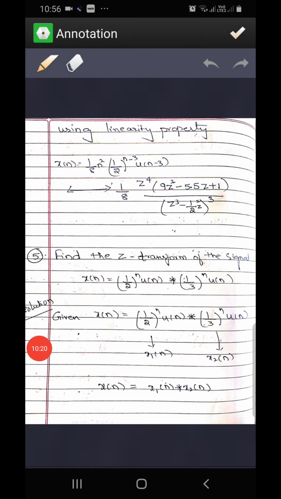Now at the end, multiplying with 1 by 8, or 1 by 2 whole raised to 3, so that you multiply with whatever answer you have, that is nothing but multiply by 3.